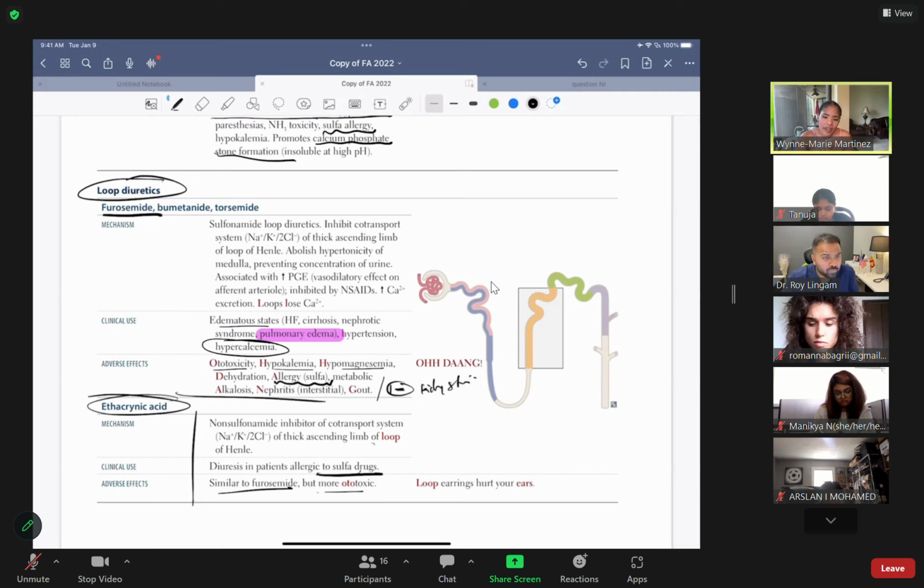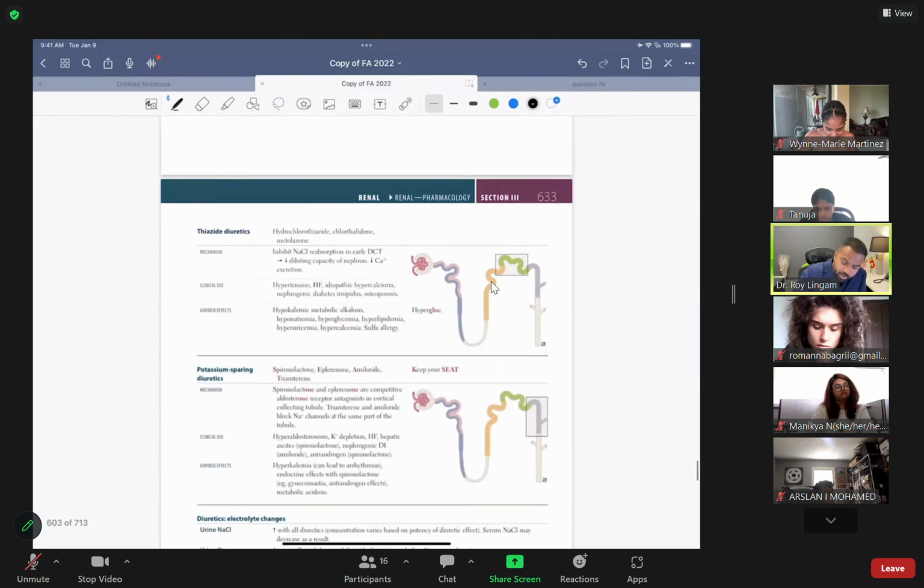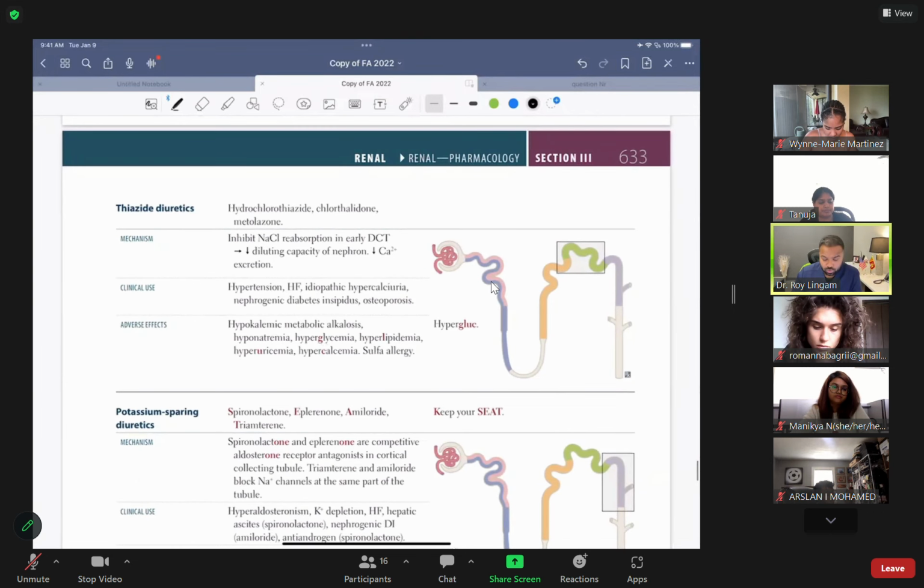Something you don't give to kidney stone people. If they had a history of calcium kidney stone, you cannot give that. All right, that's loop.